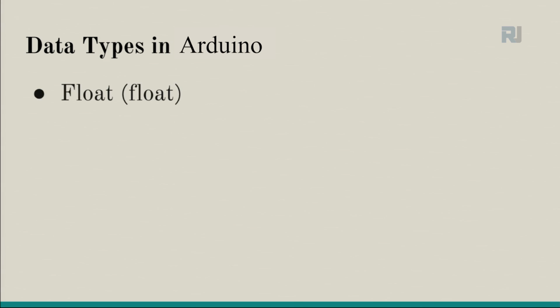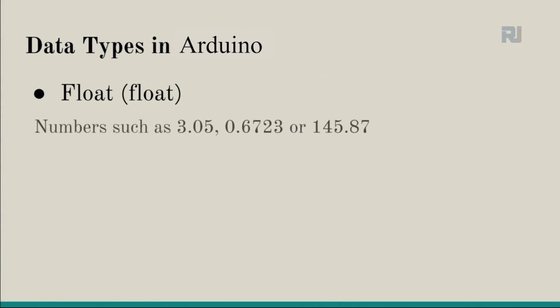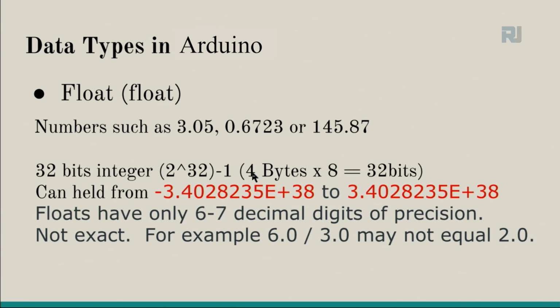And the next data type that we have is float. This is used extensively. Every time you want to assign a value with a decimal point, for example 3.05 or 0.6723 or 145.87, all of these have different decimal points. When you have a decimal point, then you have to use float. It occupies 4 bytes, which means 4 times 8, 32 bits of data.